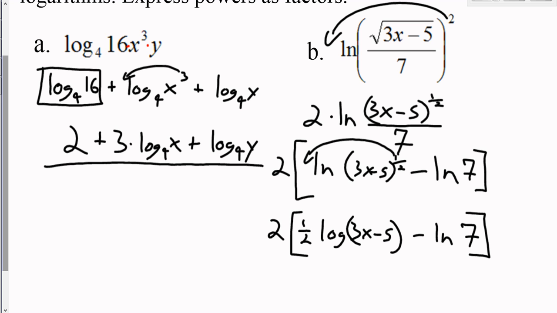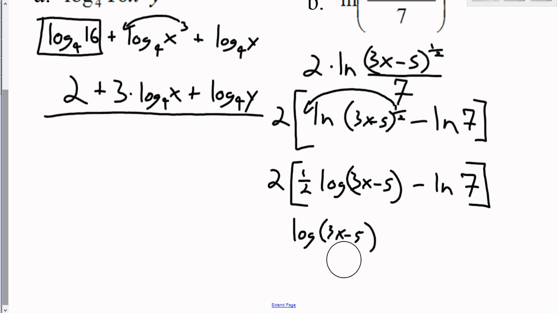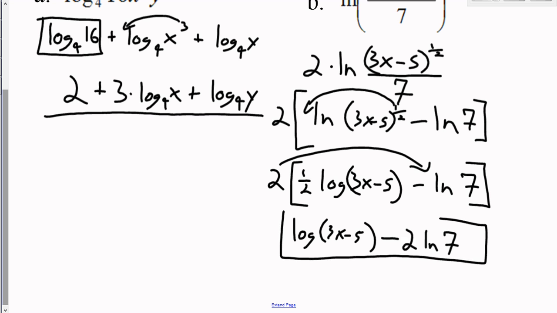my logs. Well, 2 times 1/2 is just 1, so I just get log of 3x minus 5. I can't simplify this anymore because I don't have a rule that can separate this subtraction into 2 separate logs. It's just multiplication and division. So I'm just going to leave that as log of 3x minus 5, and across there, I get minus 2 ln 7. Okay, and that is expanded form. Well, this shouldn't have changed to log. Sorry, this should still be ln there.